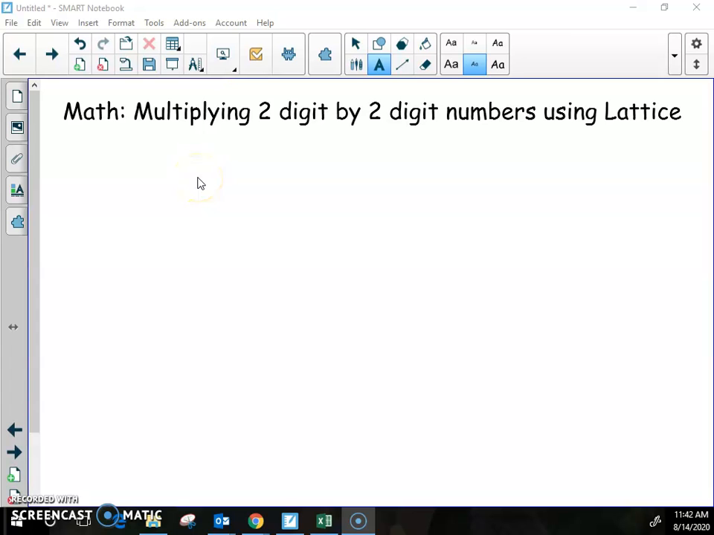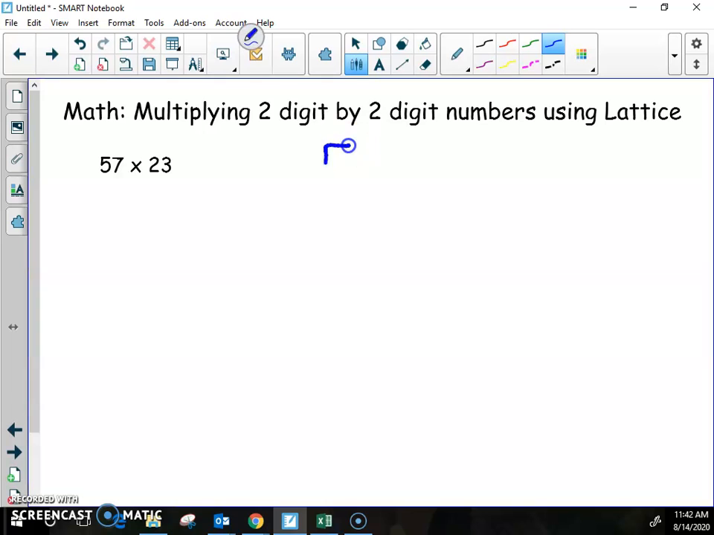Okay, so today we are going to look at multiplying two-digit by two-digit numbers using the lattice method. So let's say I have 57 times 23. Okay? So typically, you would set it up like this. Right? That's how it's typically set up.